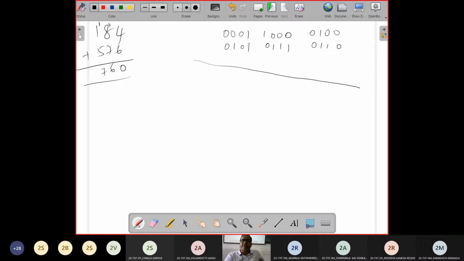Now you are adding these two numbers. Okay, so you are adding these two numbers. Let me draw the straight line.